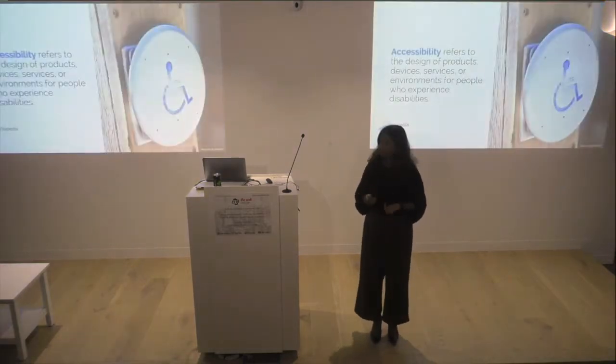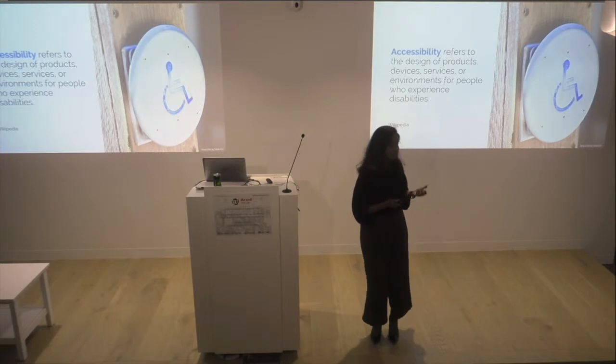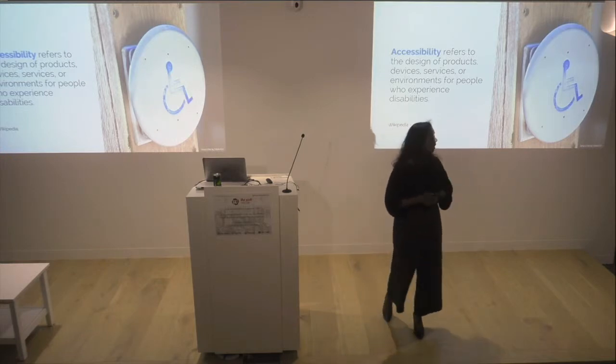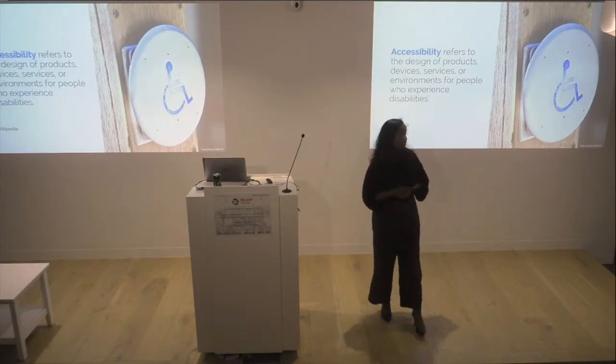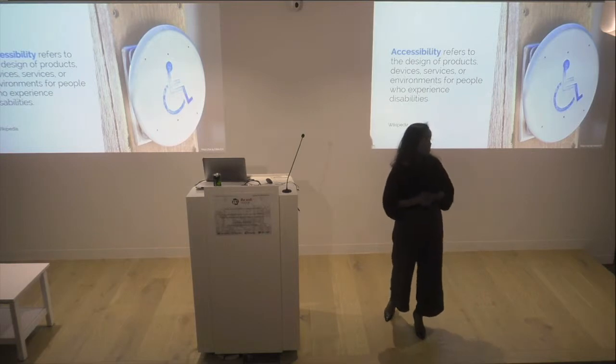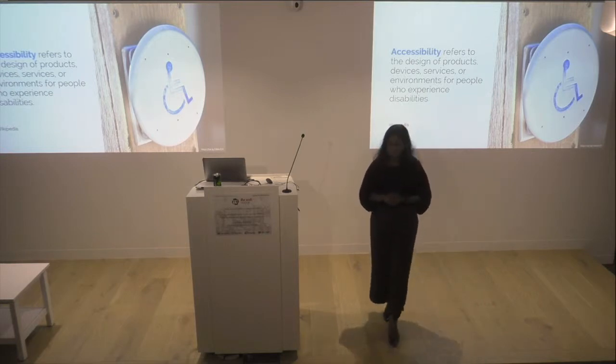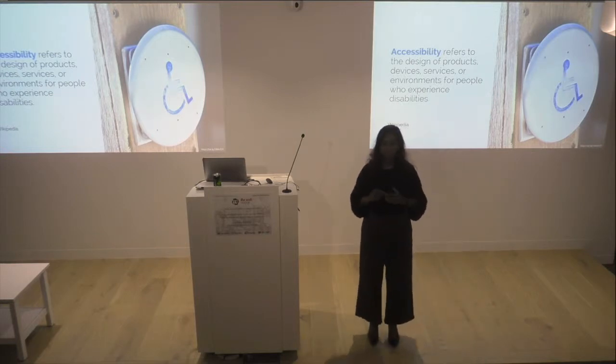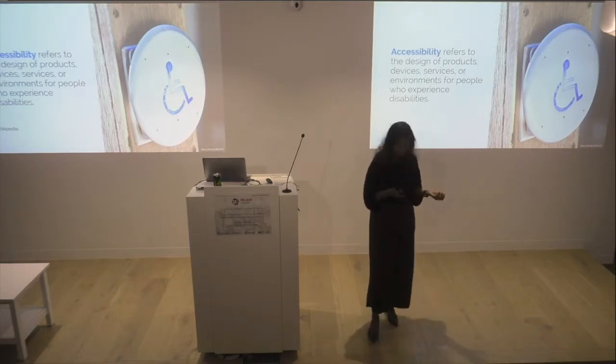So for those who do not know about accessibility, I thought I'll just start off with something basic. Accessibility refers to the design of products, devices, services, or environments for people with disabilities. Well, I'm very careful about using the term disabilities. It's not a personal attribute. It's more context dependent. Maybe you have an arm injury, or maybe you're a new parent pushing the pram. So there are things that we need to be mindful of while we design our things.